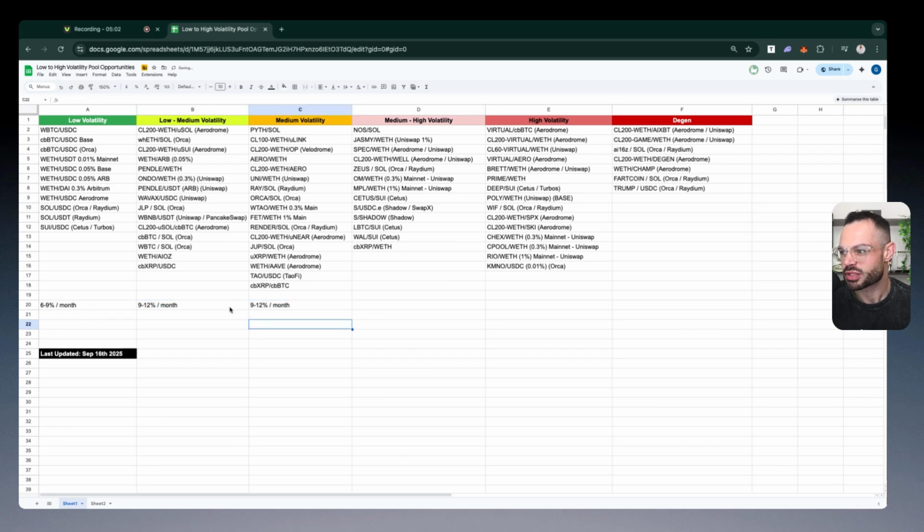And so, roughly speaking, somewhere in that 9 to 12% per month area in terms of fees from providing liquidity on these types of opportunities is very, very possible. The other biggest variable, remember, in that equation is volume. We need to see consistent volume in these opportunities.